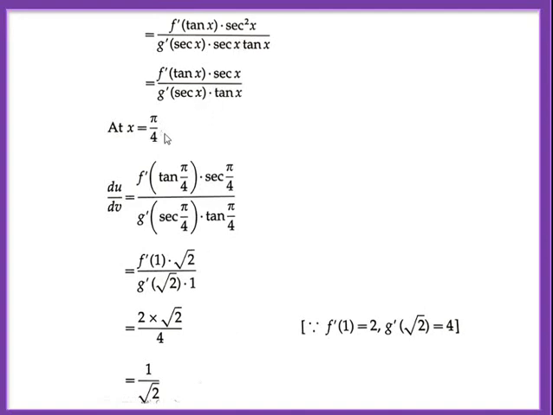Now at x equal to pi by 4, what is du/dv? f dash of tan pi by 4 times sec pi by 4, upon g dash of sec pi by 4 into tan pi by 4. But tan pi by 4 is 1, and sec pi by 4: pi by 4 is 45 degrees, cos 45 degrees is 1 by root 2, sec is its reciprocal, which is root 2. Now this is given, this is given. Substitute to get the final answer as 1 upon root 2.